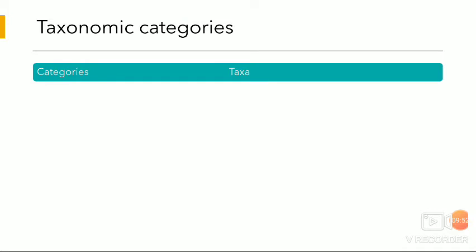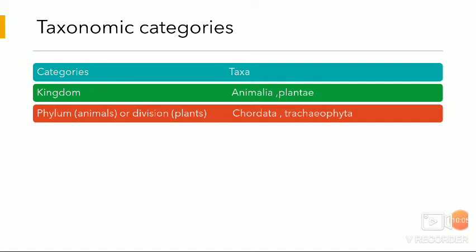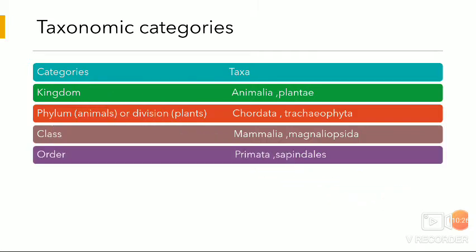So I'm explaining these with examples. So category is kingdom, and taxa is Animalia or Plantae. Then comes phylum or division. Phylum is the term which is used for animals and division for plants: Chordata and Tracheophyta. Then class, it is again the category, and the taxa is Mammalia and Magnoliopsida. Then order Primata and Sapindales.